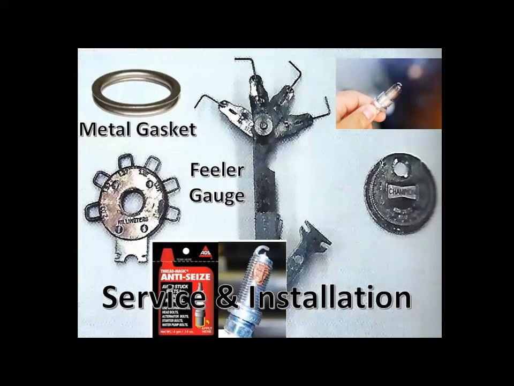Place a small amount of anti-seize compound on the first two spark plug threads. This is especially important on aluminum cylinder heads to prevent electrolytic action between the steel spark plug shell and the aluminum cylinder head.